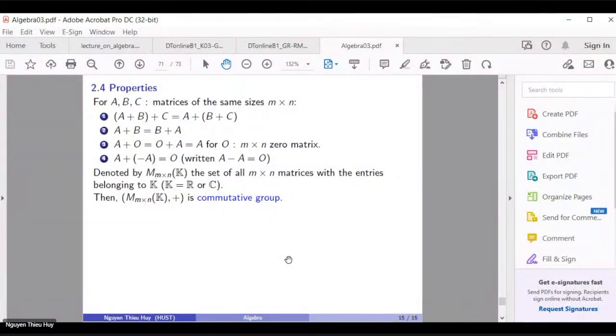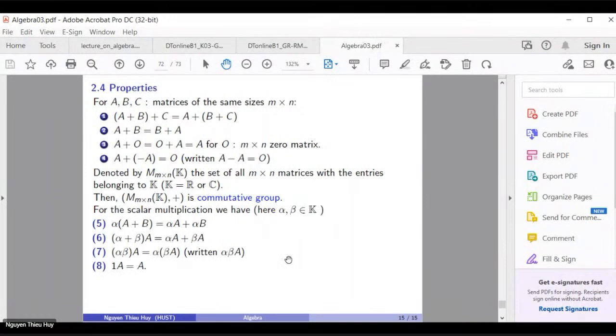So here you have alpha and beta numbers, real numbers, complex numbers, whatever. Belonging to K means that it's a number. Then you have the scalar multiplication. You can multiply a number with the matrix in a way that you multiply this number to every entry of the matrix. It's very simple.